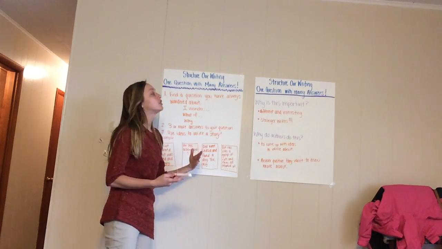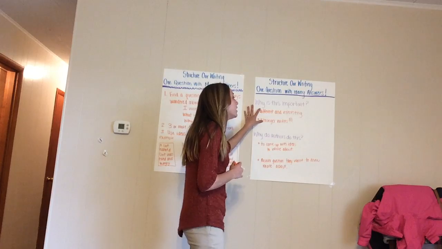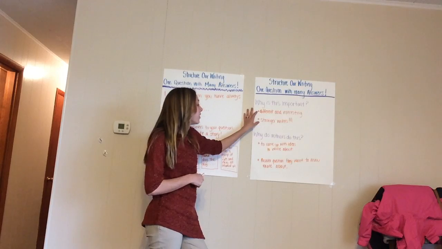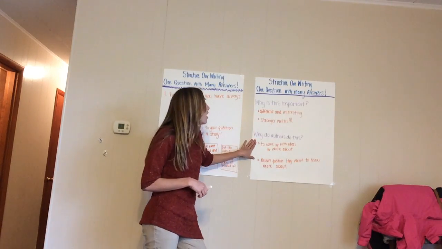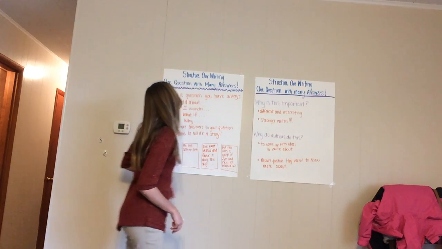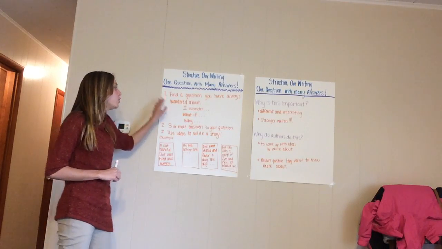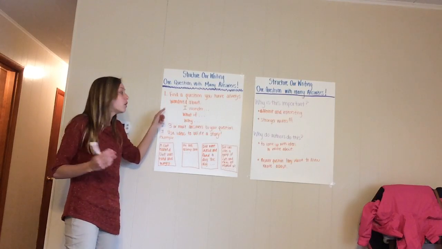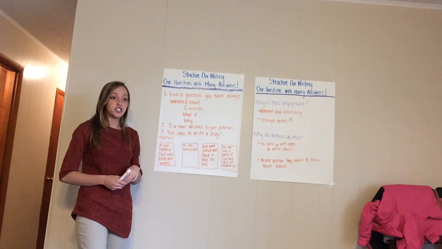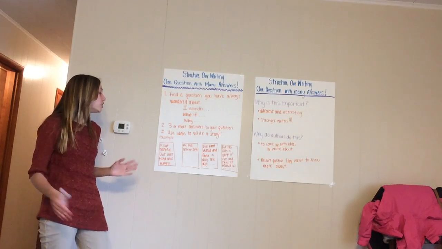So, let's go over our charts. To structure our writing using one question with many answers, we decided it's important because it's different, it's interesting, and it makes us stronger writers. Why do authors do this? To come up with ideas to write about and to answer a question they want to know more about. So the first thing you're going to do is find a question you have always wondered about. You can use I wonder, what if, why. Number 2, you're going to find 3 or more answers to your question. And number 3, you're going to use these ideas to write a whole story, just like we did in our example.